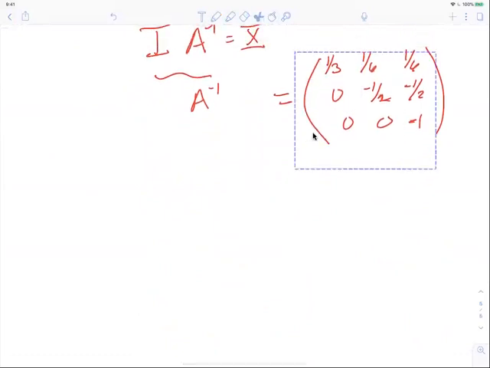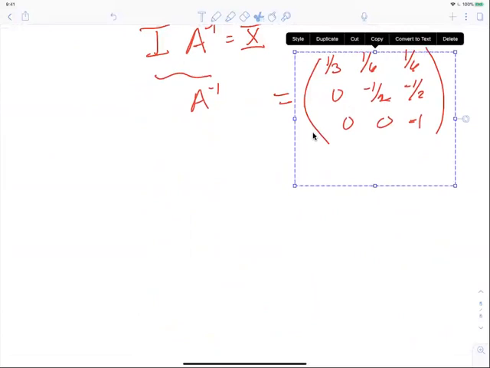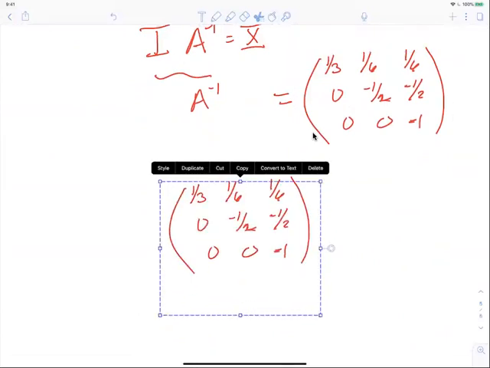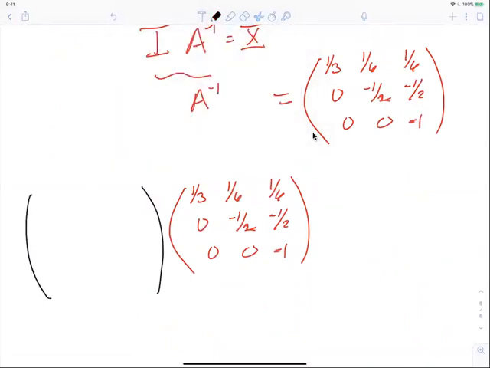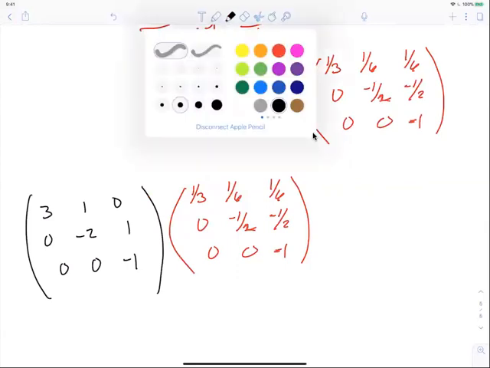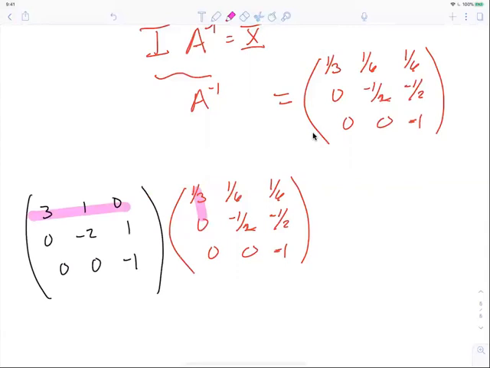We're going to take this guy, and we're going to multiply it by the matrix that we started with. So we started with the matrix 3, 1, 0, 0, minus 2, 1, 0, 0, minus 1. And we're going to do rows and columns. So this is 3 times a third is 1, 1 times 0 is 0, 0 times 0, so that's a 1. Right, we're going to keep going.